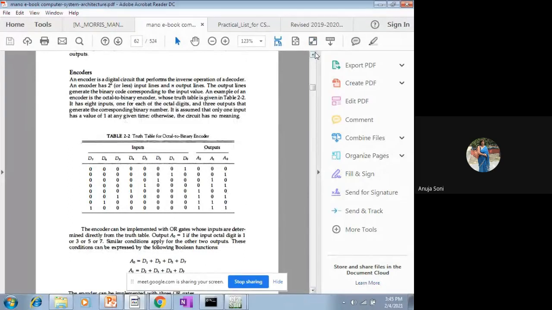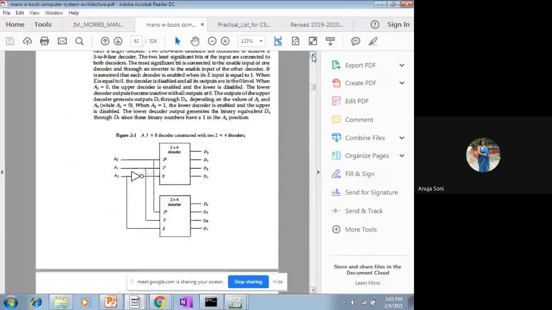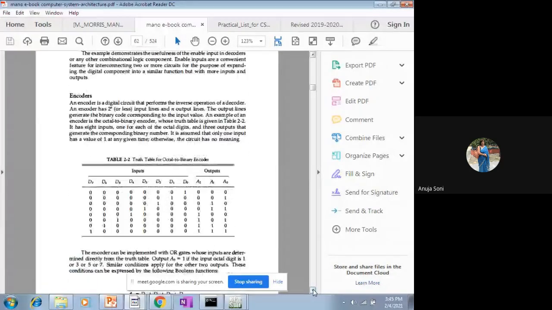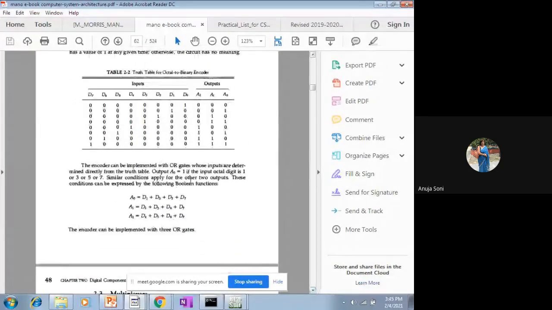So this kind of question may come up in your exam, as well as encoders. The concept of encoder is also there, briefly, in your course. So you may be asked to draw this truth table, and you may be asked to write these Boolean expressions.